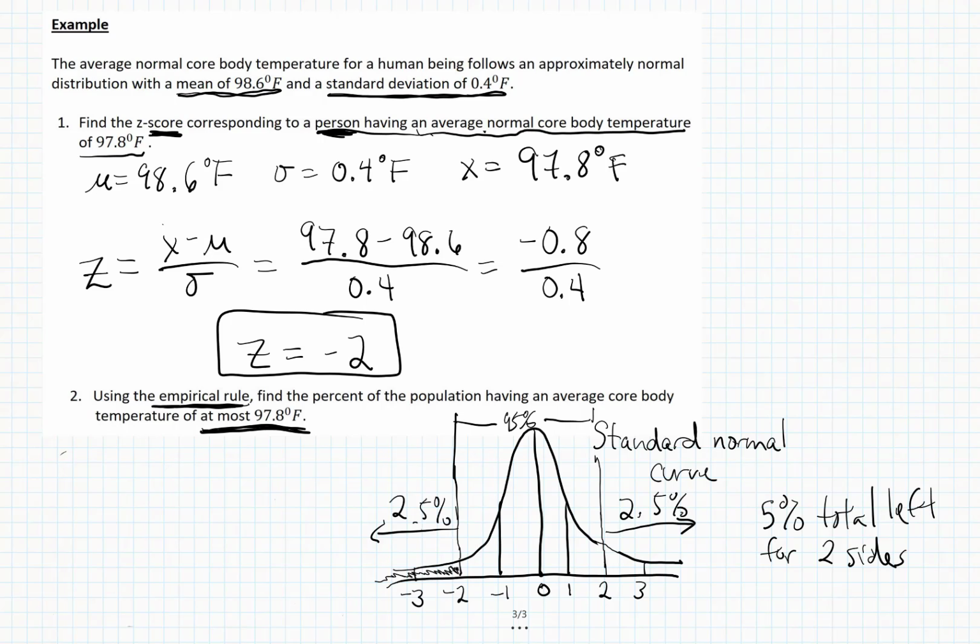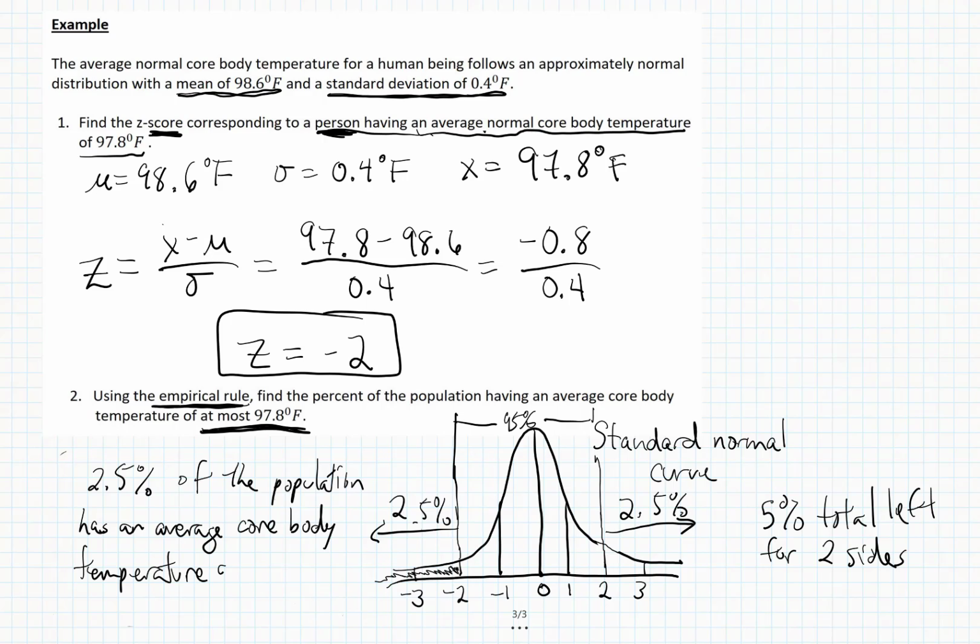Well, notice that answers our question, because the left-hand side is the only part we were looking for. So that means 2.5% of the population has an average core body temperature of at most 97.8 degrees Fahrenheit. And this gives us an idea of how to work these types of problems, just using the empirical rule. As long as our z-scores line up with one of those values, we can always make that calculation.